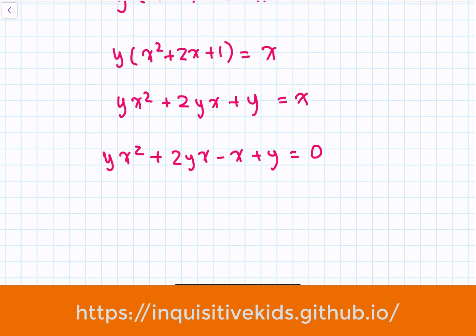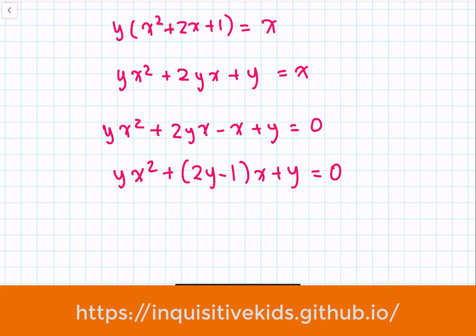Now we can change this up a little bit to get yx squared plus, let's just factor out the x, (2y minus 1)x plus y equals 0. Now this format looks very, very familiar. We could go ahead and put y as our a. This 2y minus 1 can be our b, and this y can be our c.